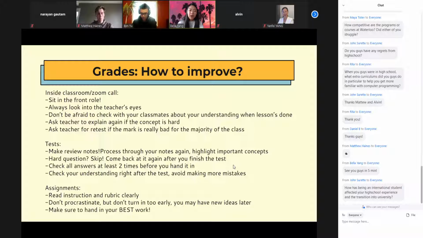Remember, each test plays a very important role in your overall average. So if everybody messed up on one test, that might not be your problem. So ask for a retest. Sometimes the teacher will understand that.